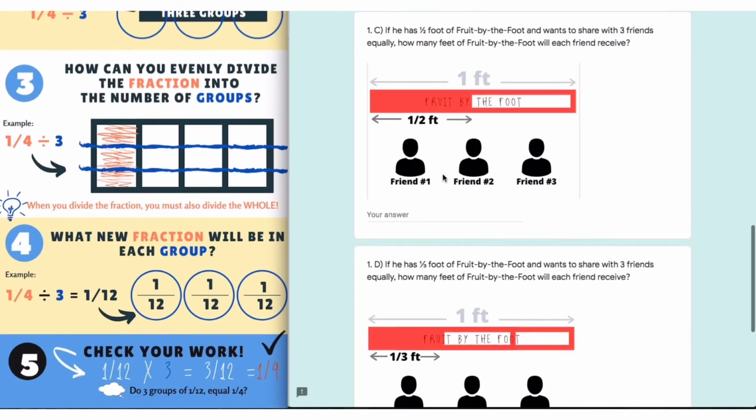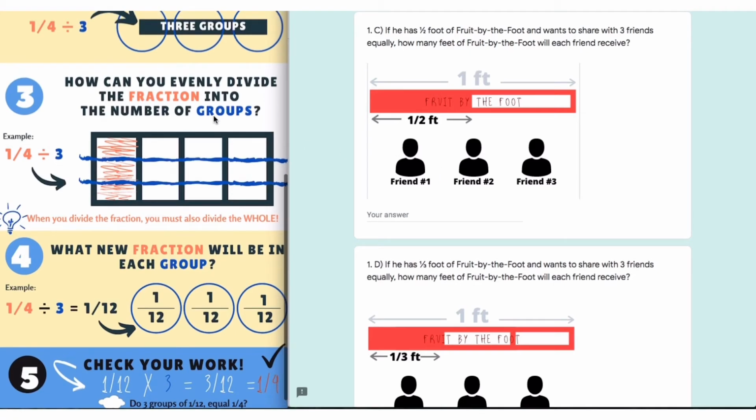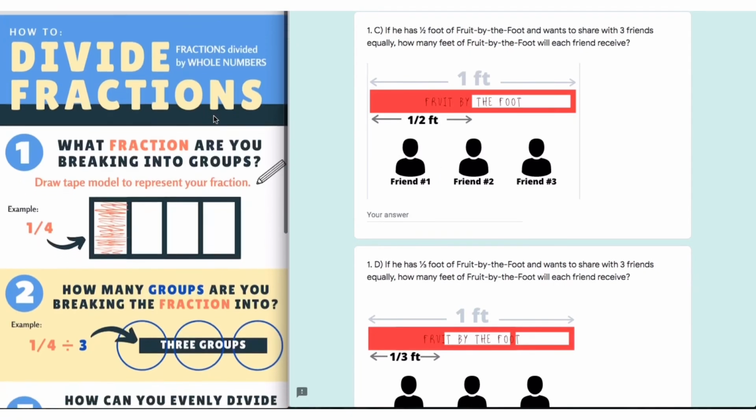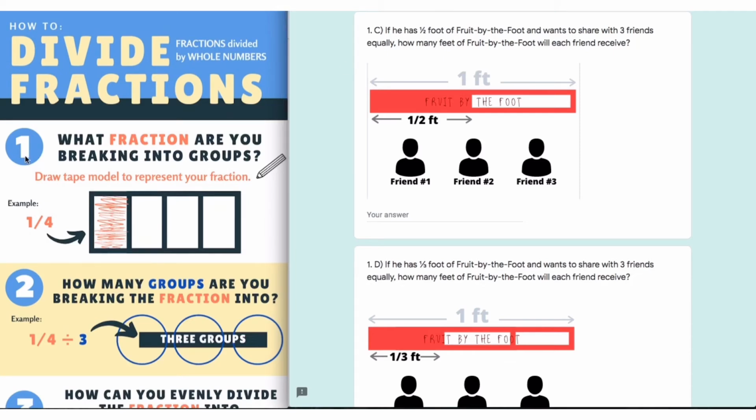Part C says, if he has 1/2 foot of fruit by the foot and wants to share with 3 friends equally, how many feet of fruit by the foot will each friend receive? So again, I'm going back to my anchor chart. Number 1, what fraction are you breaking into groups? So here, it's the first time I actually have a fraction. I'm breaking 1/2 foot of fruit by the foot into 3 groups.